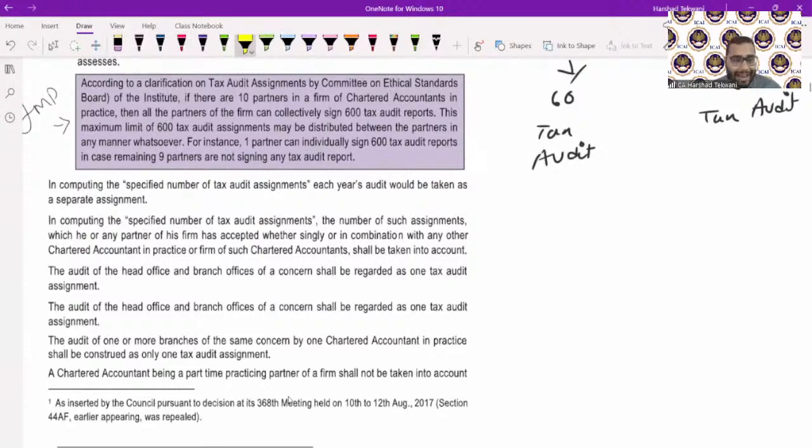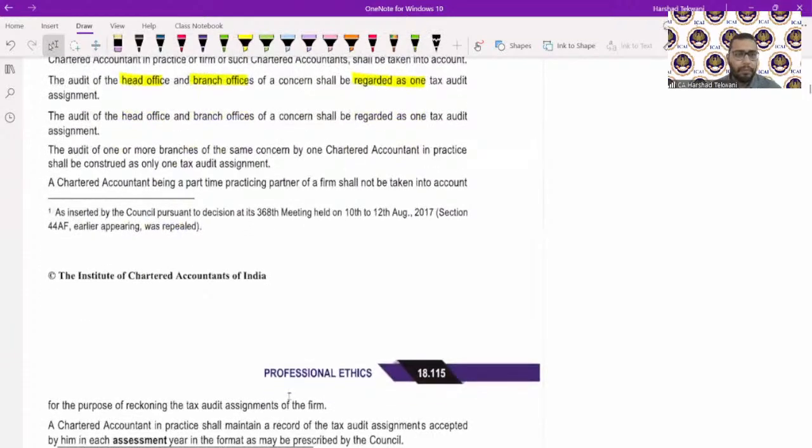Then the tax audit of head office and branch office will be regarded as one. Tax audit of head office and branch office will be regarded as one tax audit. Audit of one or more branches is again one tax audit. If it is multiple branches, then it is one tax audit.